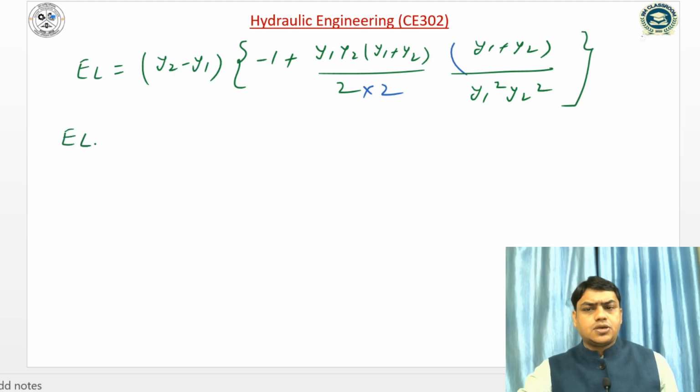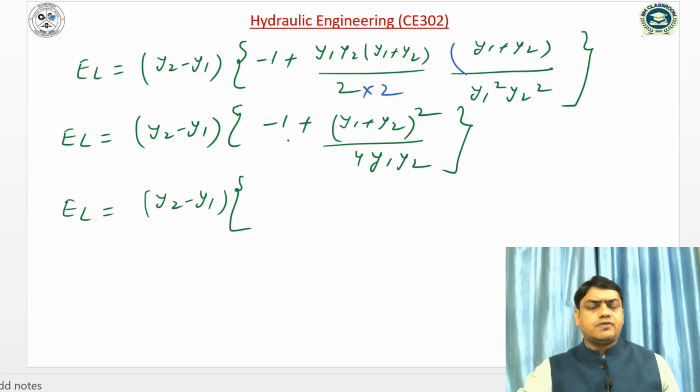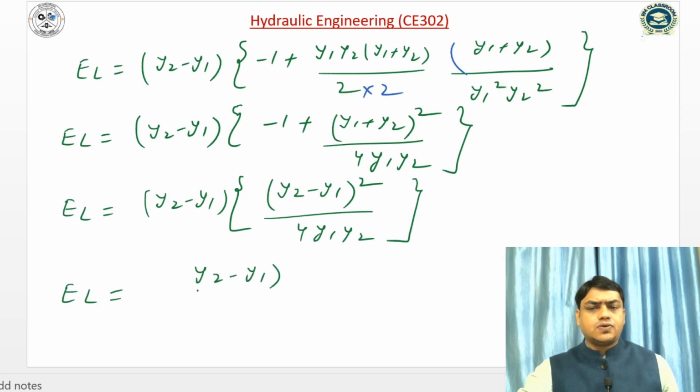square. So EL can be written as Y2 minus Y1 into Y1 Y2 cancel, so it will be minus 1 plus Y1 plus Y2 whole square divided by 4Y1 Y2. So energy loss can be written as Y2 minus Y1 into 4Y1 Y2 and Y1 square, so it can be written as Y2 minus Y1 whole square divided by 4Y1 Y2. So energy loss will be Y2 minus Y1 whole cube divided by 4Y1 Y2.